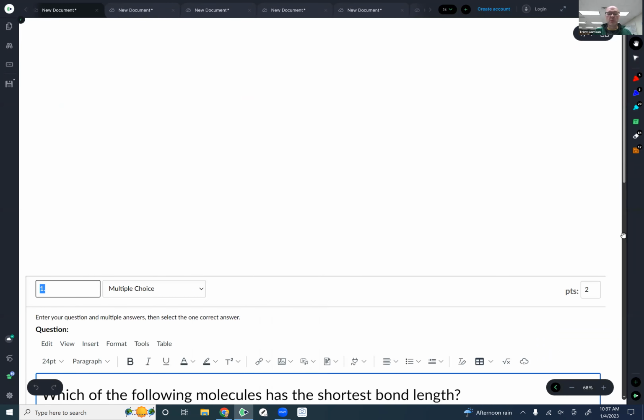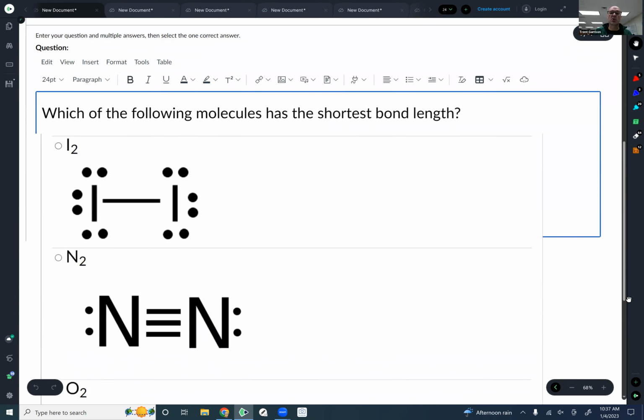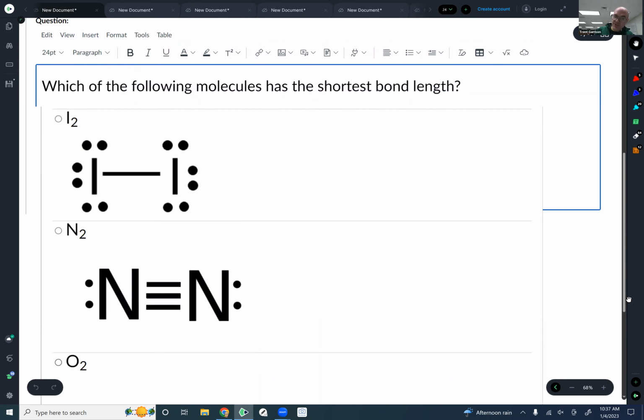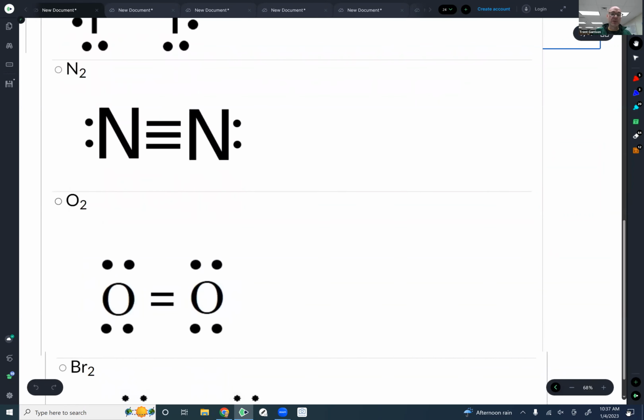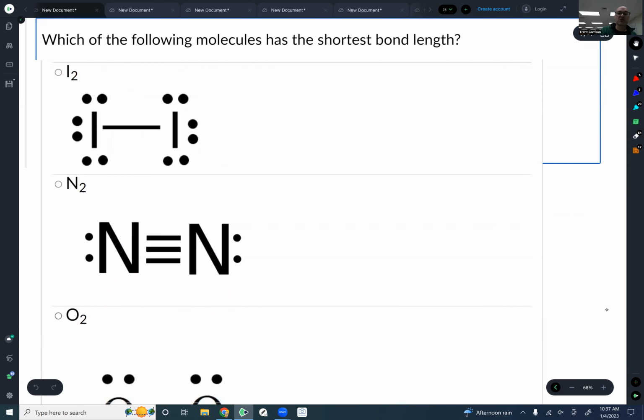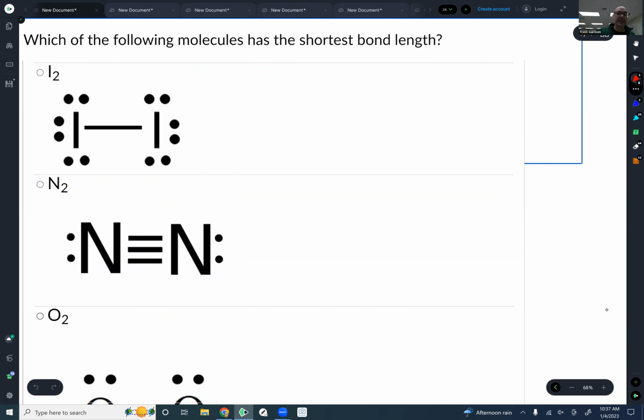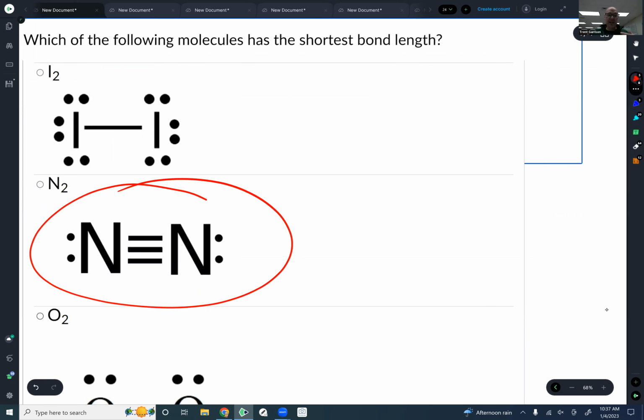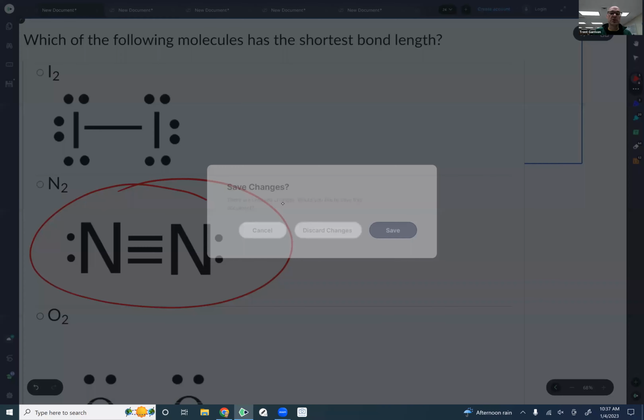Question number one says, which of the following has the shortest bond length? The answer to this one is the molecule that has the most bonds. So we have a double bond with oxygen, we have single bond with bromine and iodine. So the nitrogen is going to be the shortest because as you add more bonds, they pull in closer. All right, number two.